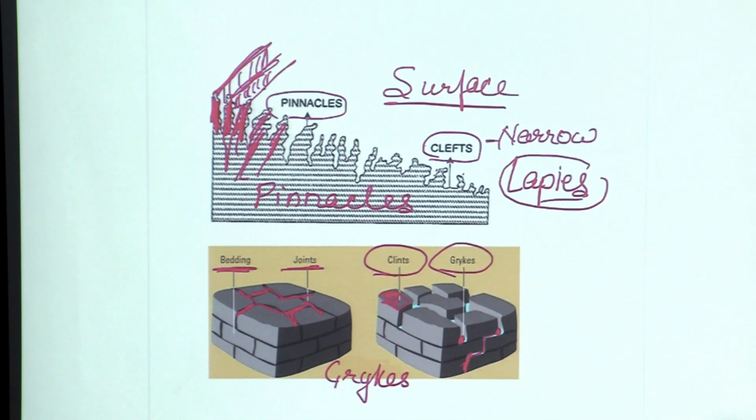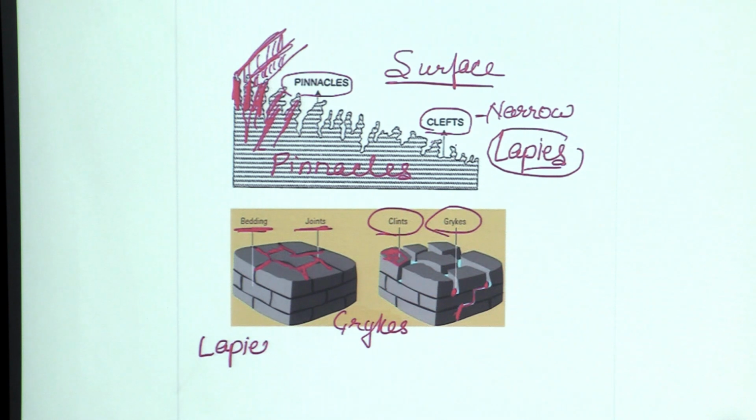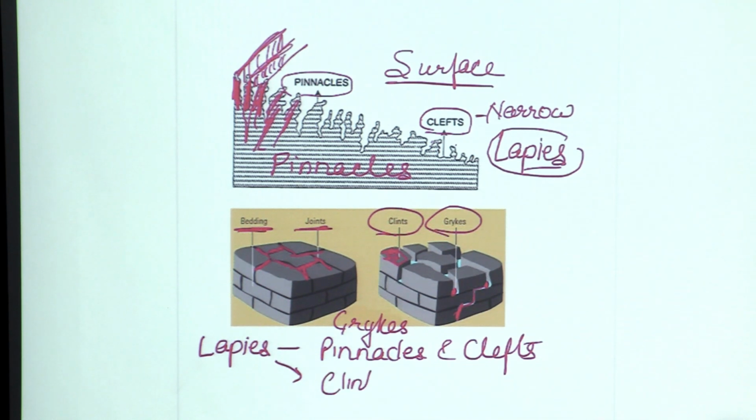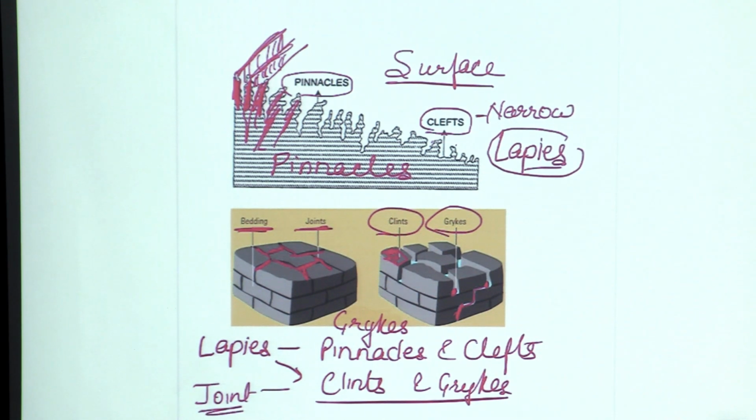So what are the points that we can see as a difference between the surface solutional features? Lapies have pinnacles and clefts, which is very different from clints and grikes, because clints and grikes are with jointed rock strata. We are talking about surface solution. Which are the features that are developed by surface solution of karst region, limestone region? These include lapies and include clints and grikes.